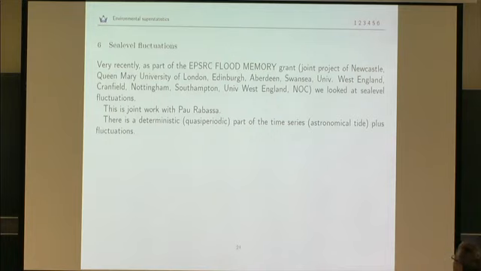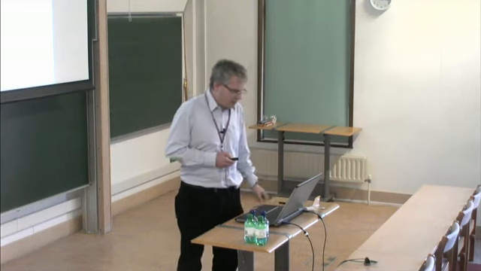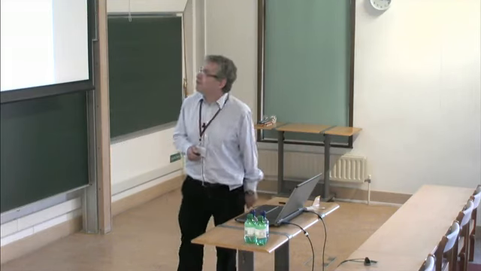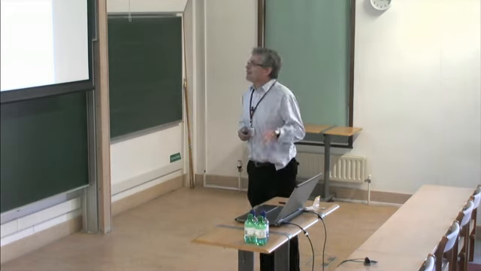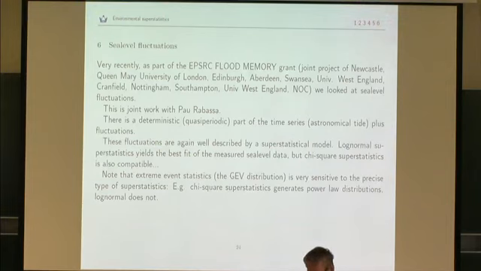For these sea levels, you have again a deterministic part which is quasi-periodic and is called astronomical tide. And then there's a fluctuating part, and our goal is to better understand this fluctuating part. It turns out that for these data, which is very recent work, they seem to be somewhere between log normal superstatistics and chi-square superstatistics. So let me show you that. Again, we are very interested in these details, because ultimately for this grant we want to do extreme value distributions and estimate very precisely for the British government the probability of clustered recurrence of flooding events.